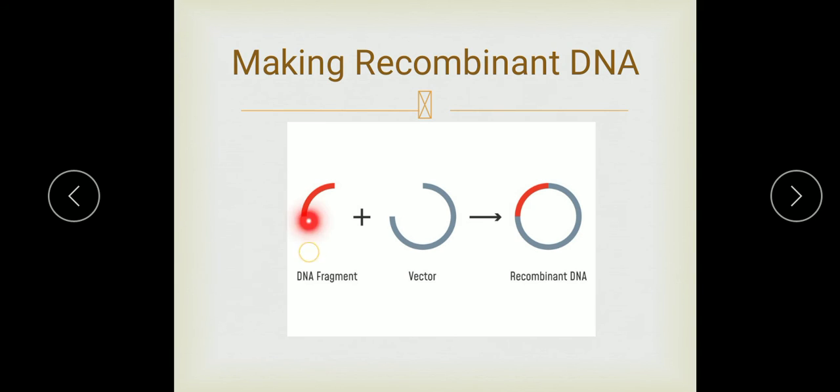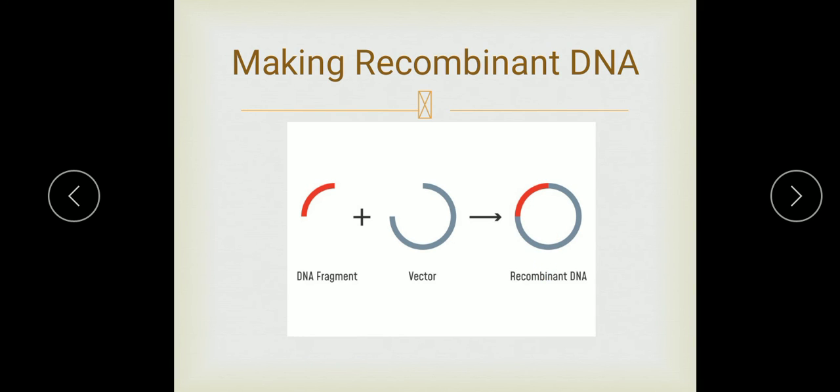So this DNA fragment from the donor organism is cut with the help of restriction endonucleases. Similarly, in the vector, a space is formed with the help of restriction endonucleases, and then both of these pieces are joined together. As a result, a recombinant DNA is formed because this DNA has genes from two different sources. Look at this part, this is from the vector, and this red part is from the donor organism. So that's why this type of DNA is called recombinant DNA.